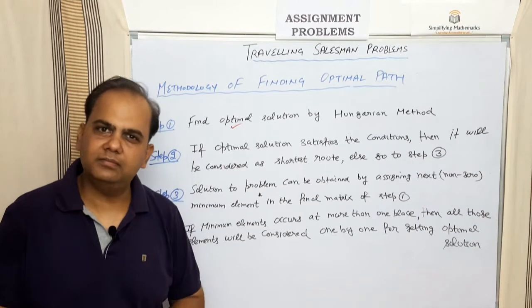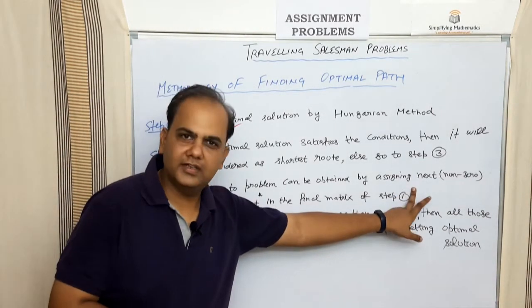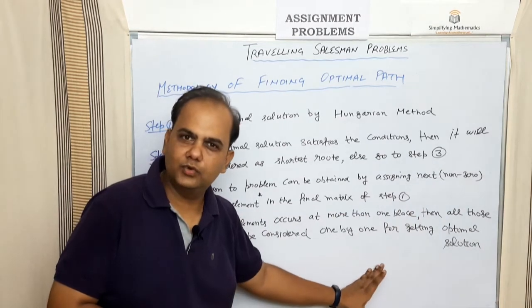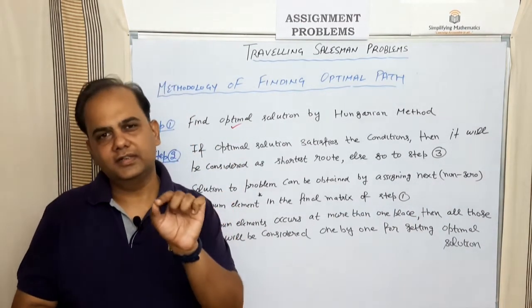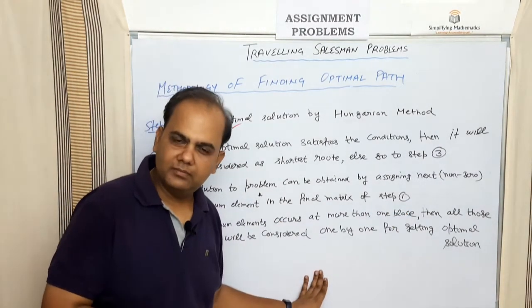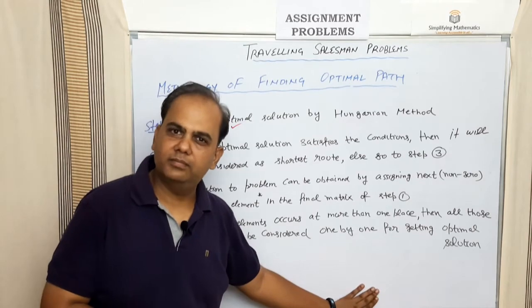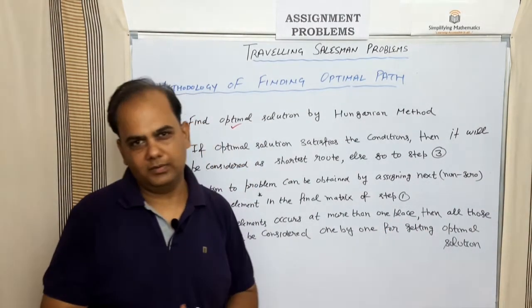Now if the minimum element occurs at more than one place, what does that mean? If the minimum element is 1 in this step, and it occurs at 2 places, 3 places or 4 places, then you have to consider those places one by one. First putting an assignment at one place, then putting an assignment on the second place, and the third place and so on, till you get an optimal solution.